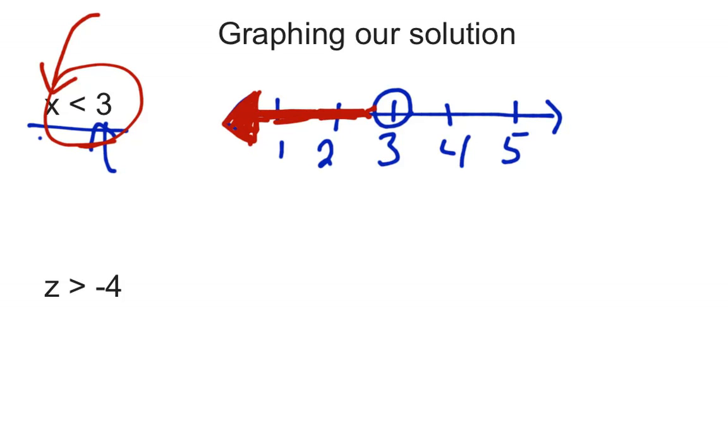Other things that are less than 3 are 0, -1, -2. The cool thing is that even in between numbers like 1 and 2, that's where your decimals and your fractions come in. Like 1.5 is less than 3, or 1 2/3 is also less than 3.